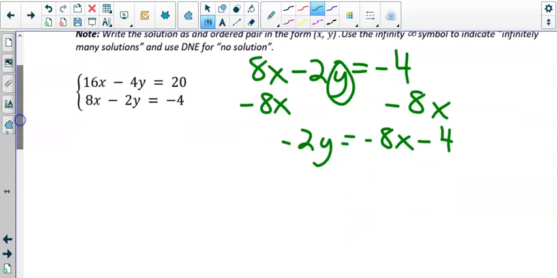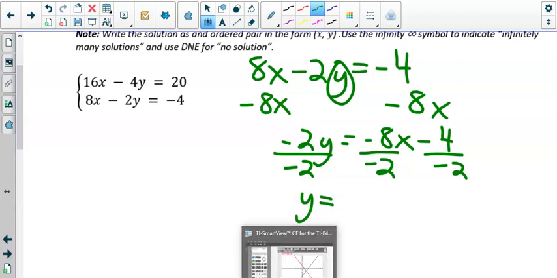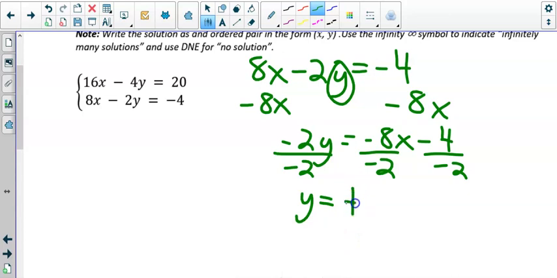And now we'll do what you wanted to do. We're going to divide by not just a +2, but a -2. I'm going to divide this by a -2, and I'm going to divide that by a -2. I always break it up. Okay? So Y equals, what's -8 divided by -2? Yay, 4X. What's -4 divided by a -2? All right. Now we have a variable that is solved.